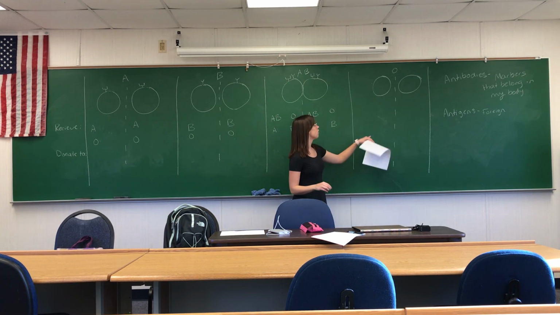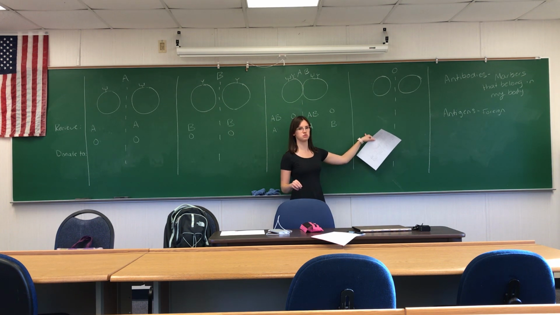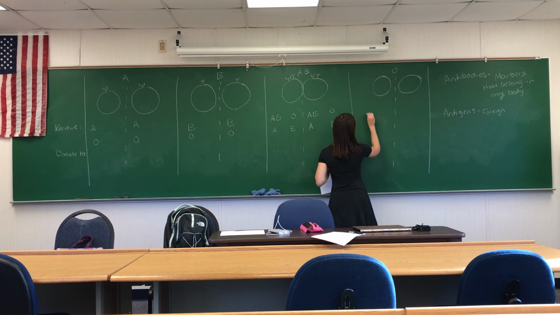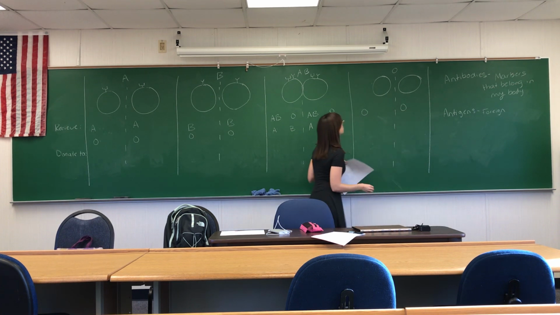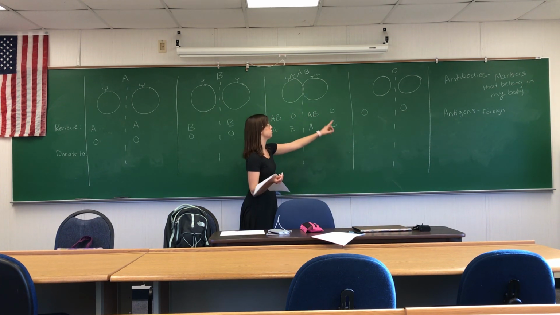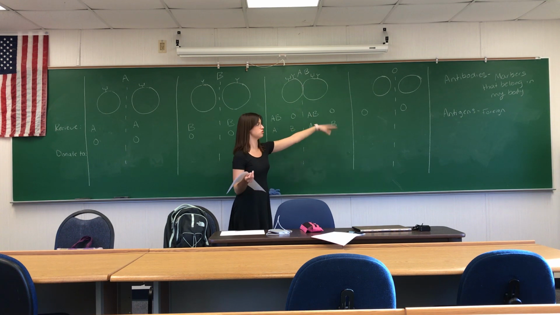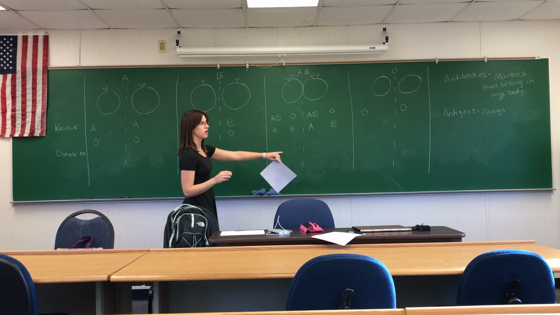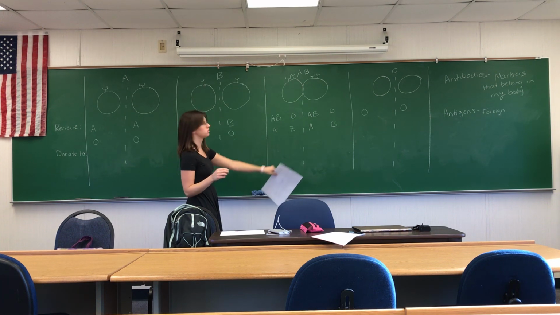But if you have O blood, who can donate to you? And the answer is only yourself. So you can only get O blood, because you will react to A and B antigens, because you don't have any. So O can only donate to O.